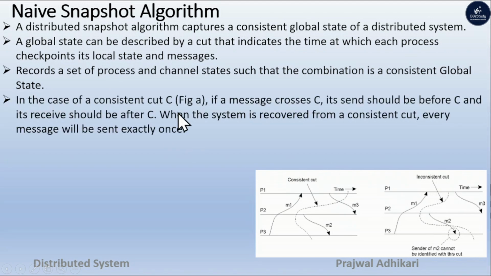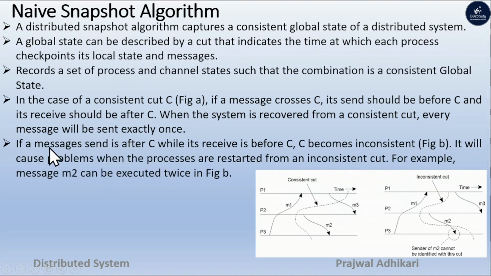In the case of a consistent cut, if a message crosses C, its send should be before C and its receive should be after C. When the system is recovered from the consistent cut, every message will be sent exactly once. Here is the diagram of the consistent cut. This is the consistent cut and this is message M3. The message M3 should be sent before C and received after C. When the system is recovered from the consistent cut, every message will be sent exactly once. This message M3 will be sent exactly once.